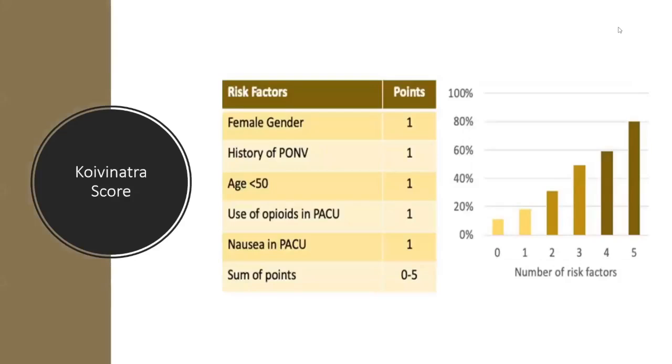Then again, we've got the Koivuranta score, which is slightly similar to the Apfel score, with just the addition of age. So again, female gender, history of postoperative nausea and vomiting, age of less than 50, the use of opioids in the PACU, nausea in PACU. So those are the risk factors. Again, similarly, if there's 1 point, it's about 20%, 2 points is close to about 40%.